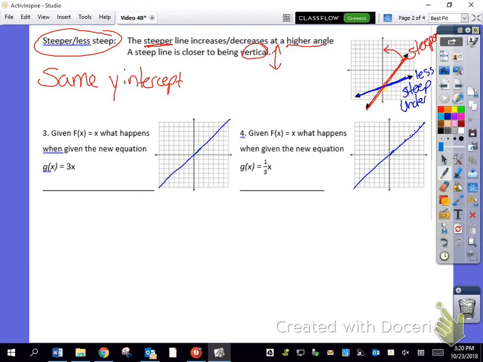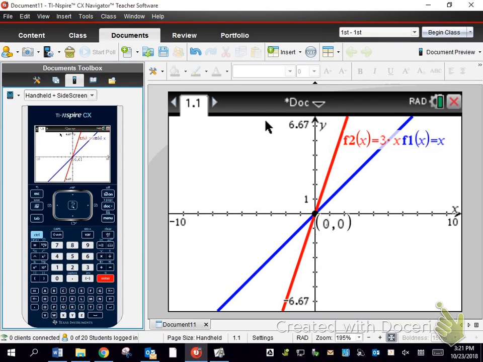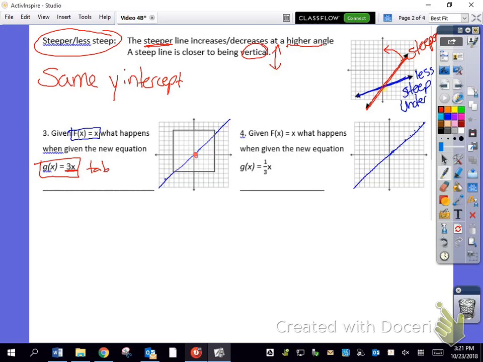So the question is, they want to know about the new equation, okay? My original f of x equals x, my parent function, I have that. And now I want to graph 3x, so I'm going to put in 3x. Go to tab, hit the up arrow button, delete x minus 4, put 3x, and hit enter. Okay, so there it is at 0, 0. They're both at 0, 0.